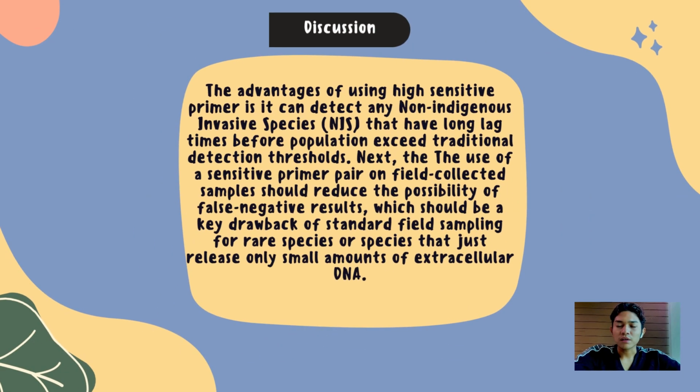The advantage of using a highly sensitive primer is that it can detect any non-indigenous invasive species, or NIS, that have long lag times before the population exceeds traditional detection thresholds. Next, the use of a sensitive primer pair on a field-collected sample should reduce the possibility of a false negative result, which is a key drawback of standard field sampling for rare species or species that release only a small amount of extracellular DNA.